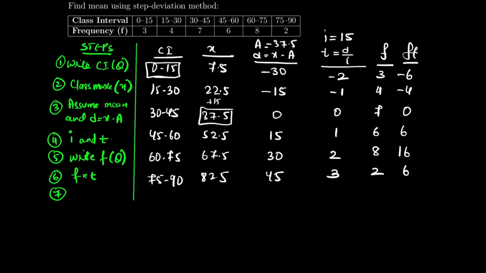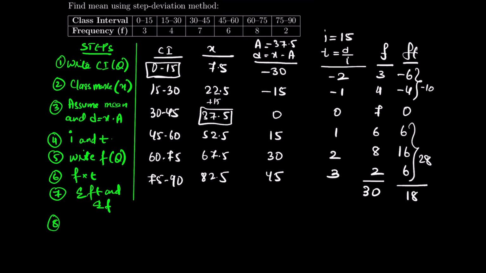Now we need to find the sum of ft and the sum of frequencies. If we add all the frequencies, we will get the answer as 30. And to find the sum of ft, let's simplify the negative part. We'll get minus 10 here, and the positive part, 16 plus 6, 22, 22 plus 6, 28. So 28 minus 10 is 18.